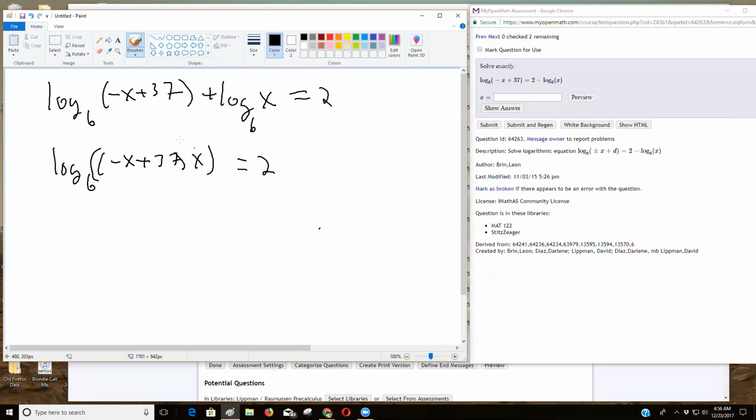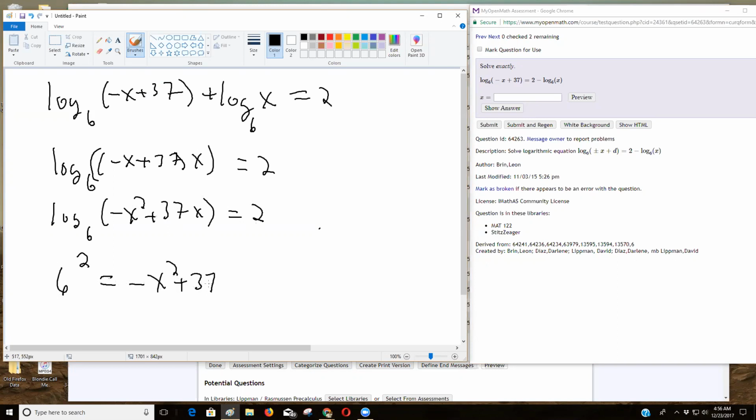Then, because I am just multiplying those arguments, let's write this as log base 6 of negative x squared plus 37x equals 2. So now the logarithm is the problem, so I'm going to rewrite this as an exponential. So if 6 is the base, 2 is the exponent, and that's equal to the argument. I've got a quadratic equation, so I'm going to set that equal to 0. So negative x squared minus 37x plus 36 equals 0.